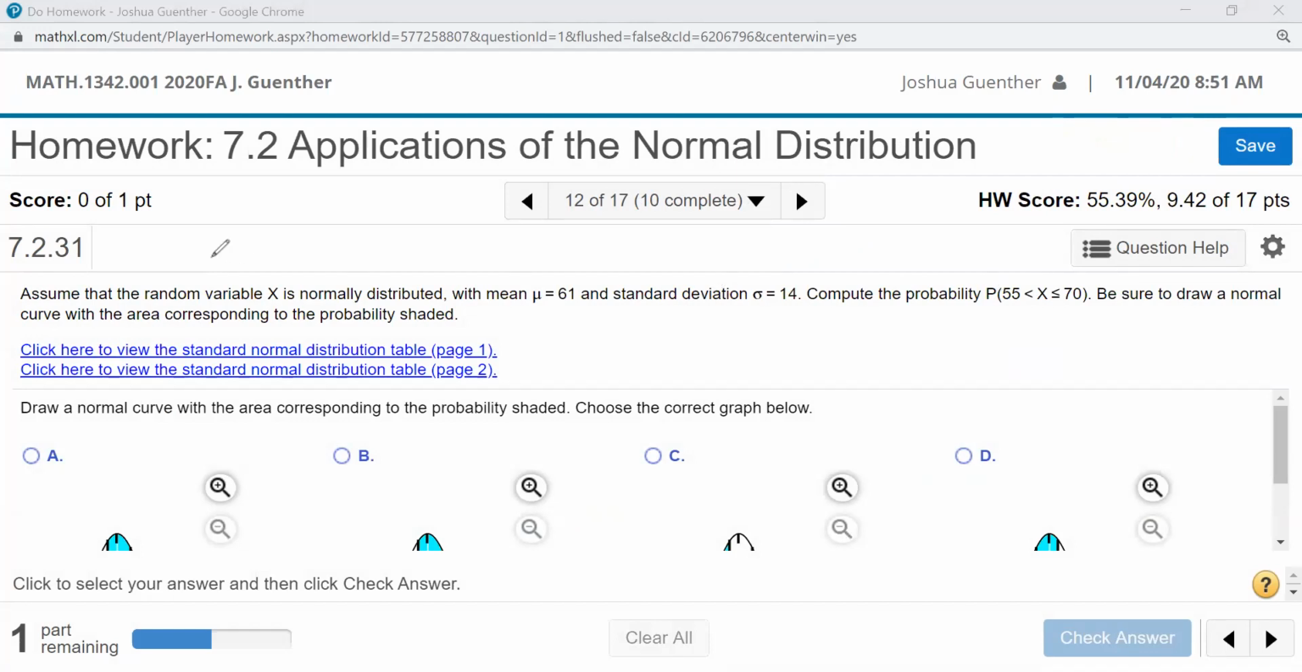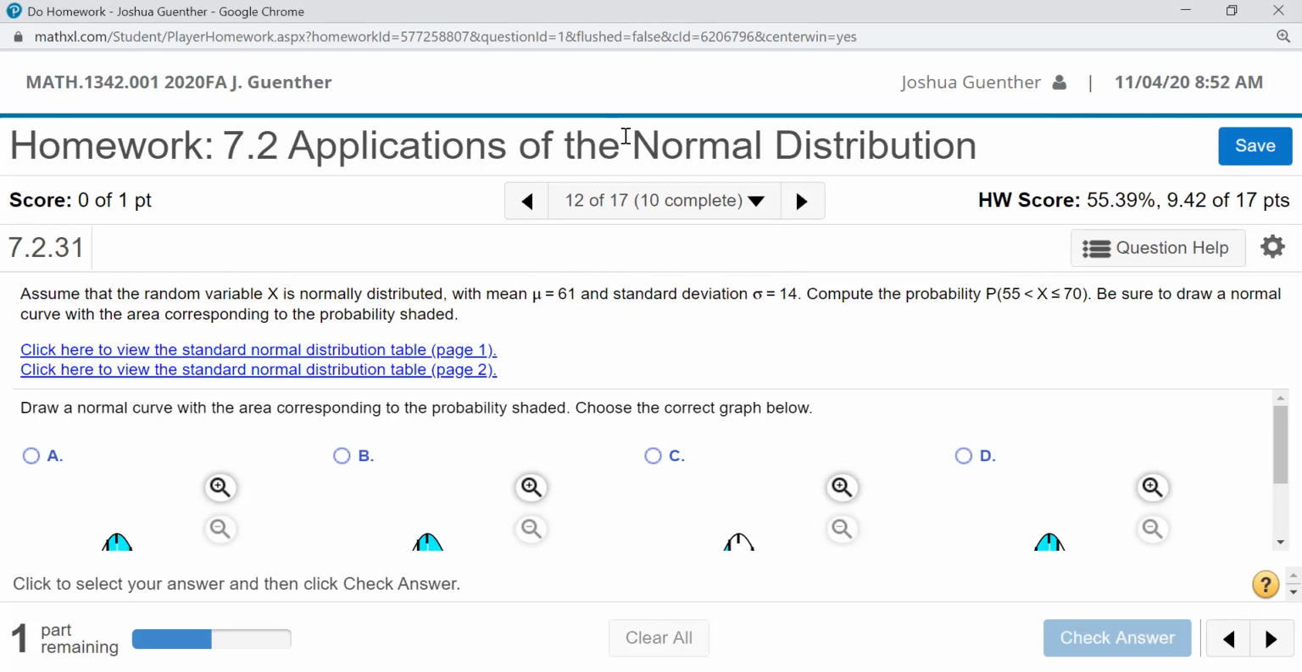Okay, so now we still are talking about an X random variable. Thus, we're not talking about a z-score. If you're not talking about a z-score, it has to tell you what the mean and standard deviation of that X value are so that you can standardize the X values and figure out what the probabilities will be from a Z chart. So let's answer the first question. Assume that the random variable X is normally distributed with mean 61 and standard deviation of 14. Compute the probability that X will be greater than 55 but less than or equal to 70.